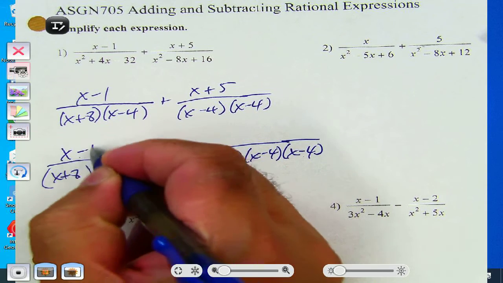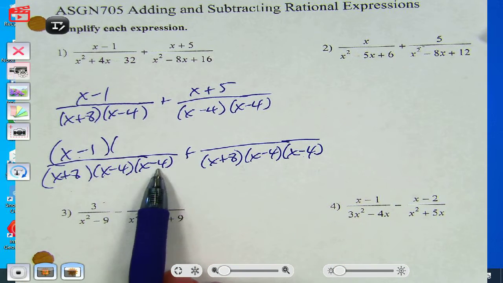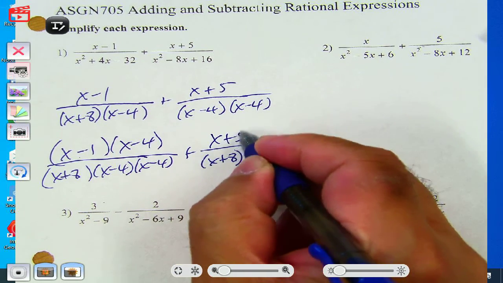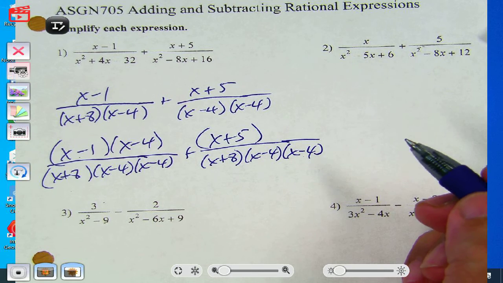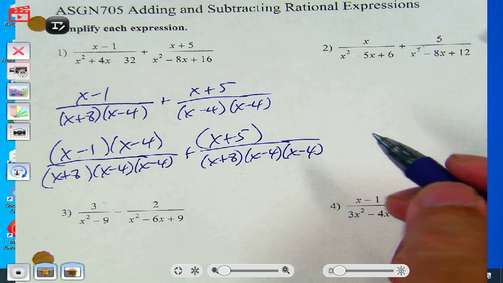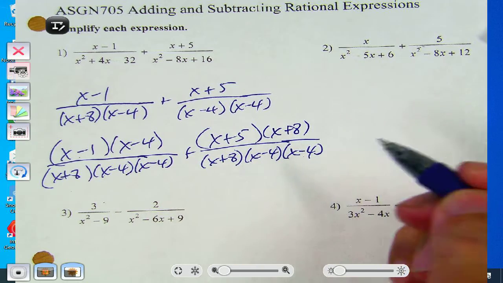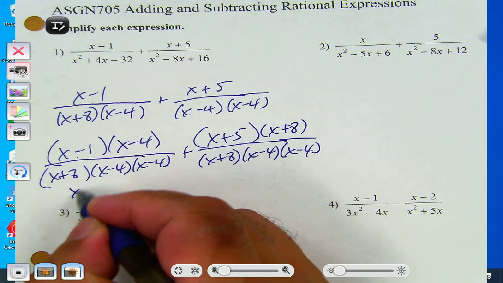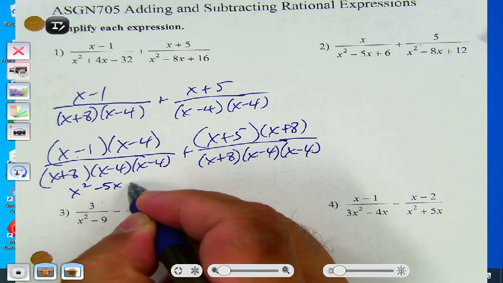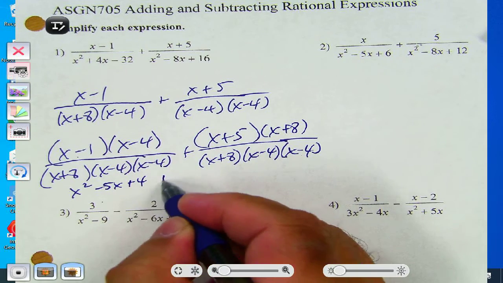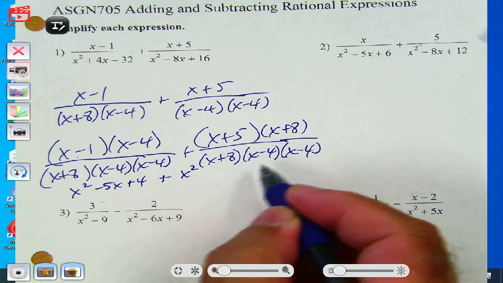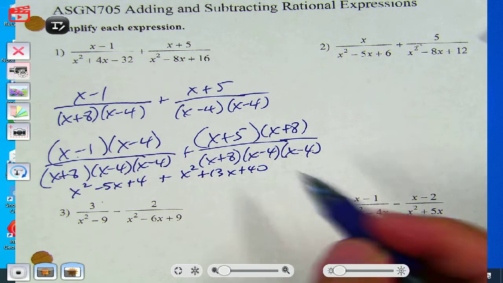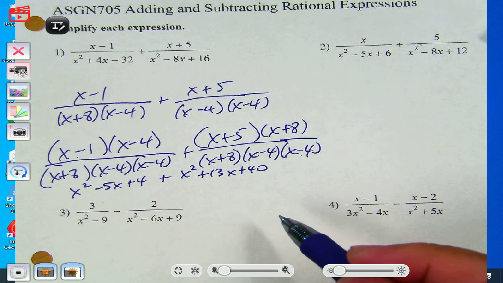So that means over here, x minus 1 gets multiplied by the new x minus 4. And this one gets multiplied by what? x plus 8. And then you multiply it out. And I'm out of space. x squared, I'm going to go ahead and work it out. Minus 5x plus 4 plus x squared plus 13x plus 40. This is where I'm being lazy about not writing the denominator.